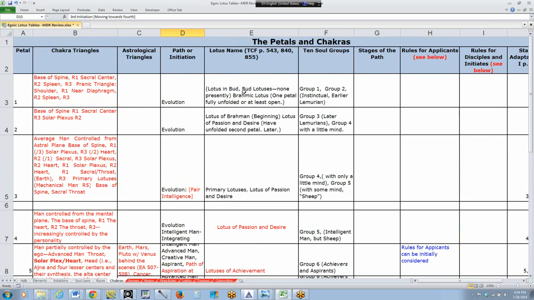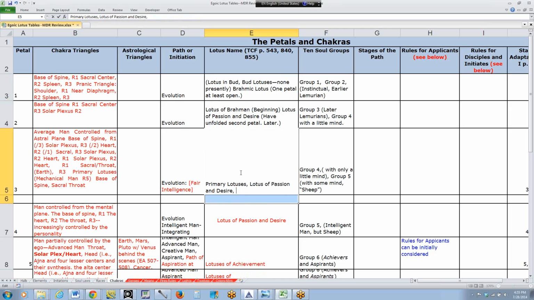But you know, we don't have lotuses in bud or bud lotuses, but we have those that have at least one petal open. That we have. Whether they're fully unfolded or not, we don't know. Second petal lotuses of Brahman in the beginning part of that petal and that work, and lotuses of passion and desire later have unfolded the second petal. That's later in the process, and are applying themselves to work in the third. Primary lotuses in the third petal, they're intelligent, but they have the second petal shut, and we can see that they are sentiently unresponsive. And lotuses of passion and desire with focus in petal three, acquiring more mind.